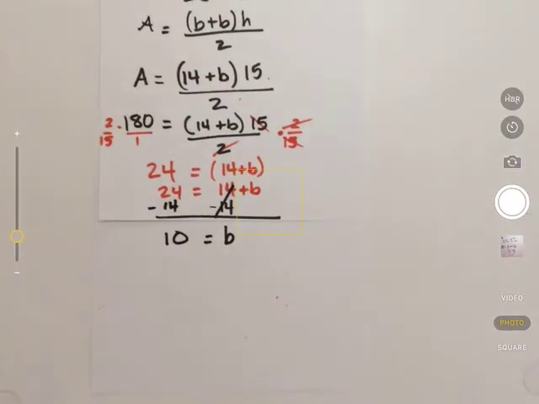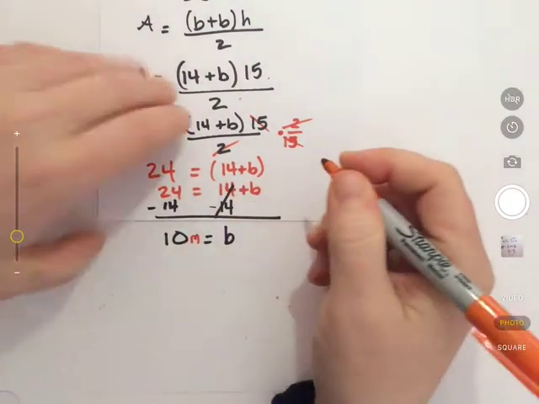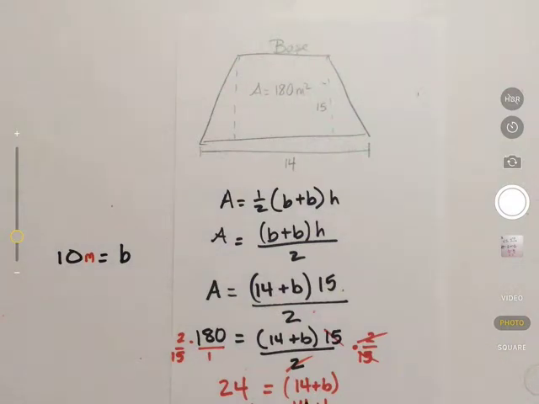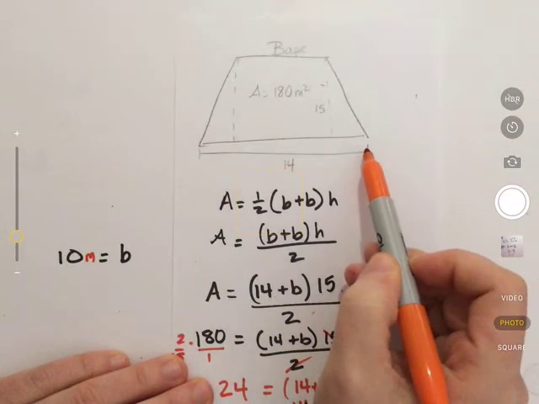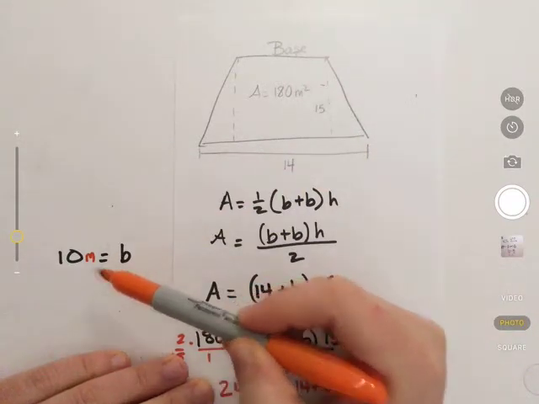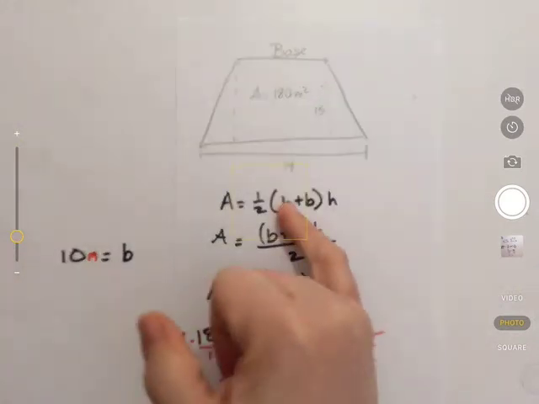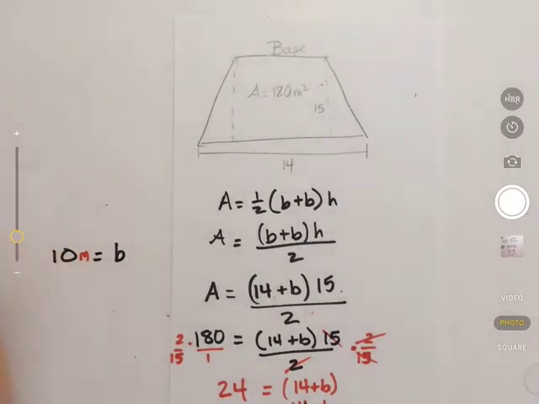Now, a few things I like about that. Well, first of all, I have to have a label. So I'm measuring in meters, 10 meters. Let me tell you how I can check that to make sure it makes sense. This is the bigger base, and that's 14. So my top base should be smaller. The other thing I can do is plug it back into the equation. So 10 plus 14 times 15 divided by 2 gives you 180.